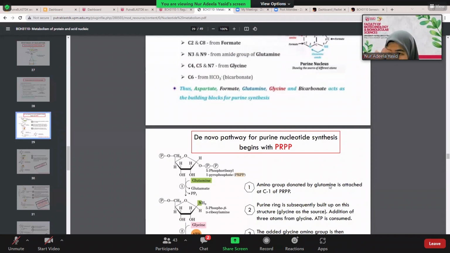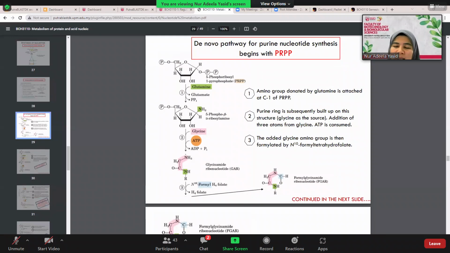And identify where glycine goes and what glycine contributes. Is it carbon? Now on the glycine side it involves ATP. First thing first, do not block yourself. Open up your heart, open up your mind. Try to understand. The keyword is you have to understand. No point to memorize if you don't understand.